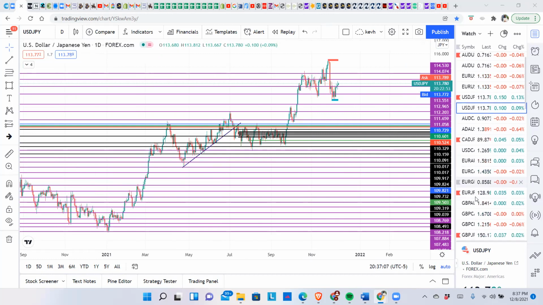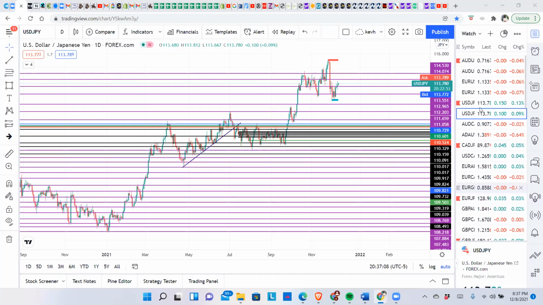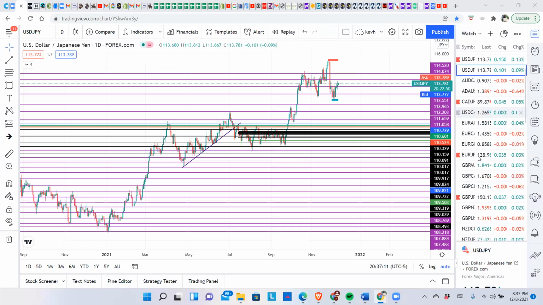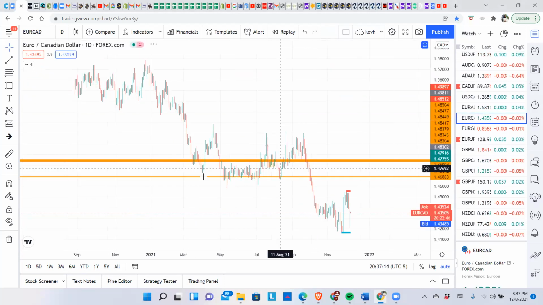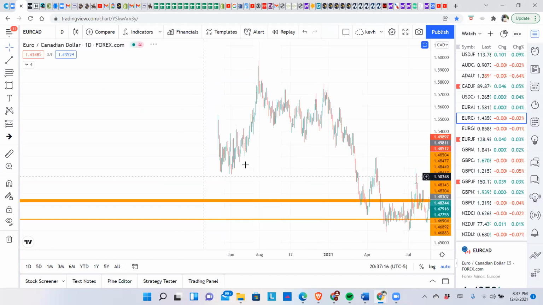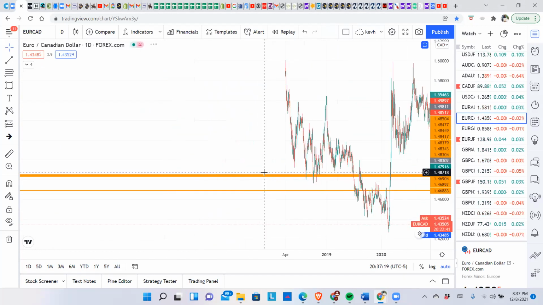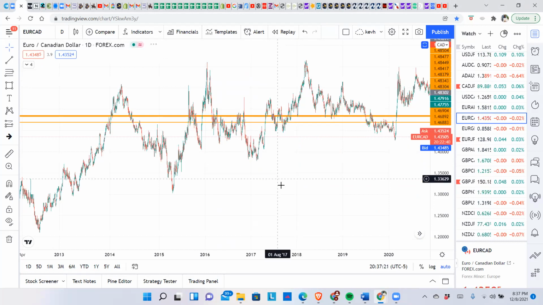Maybe EUR CAD or USD CAD. Let me check EUR CAD. I obviously don't pay attention to all the pairs, but I know some of them, how they kind of move.